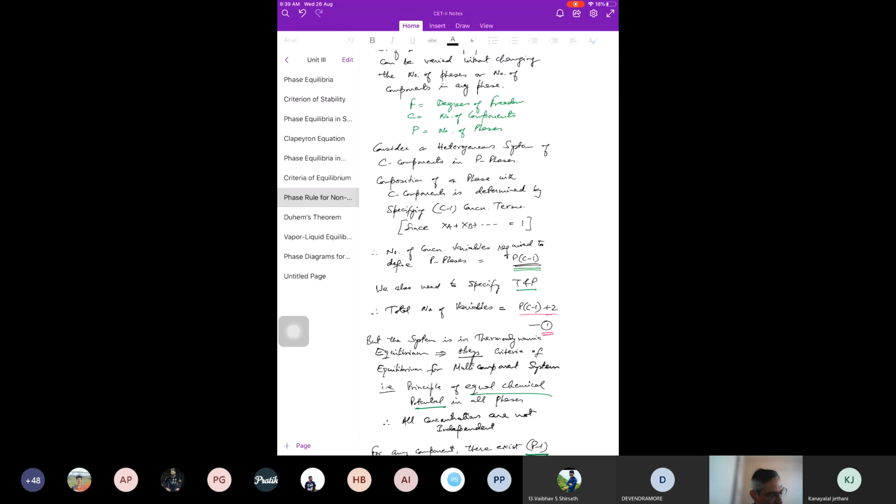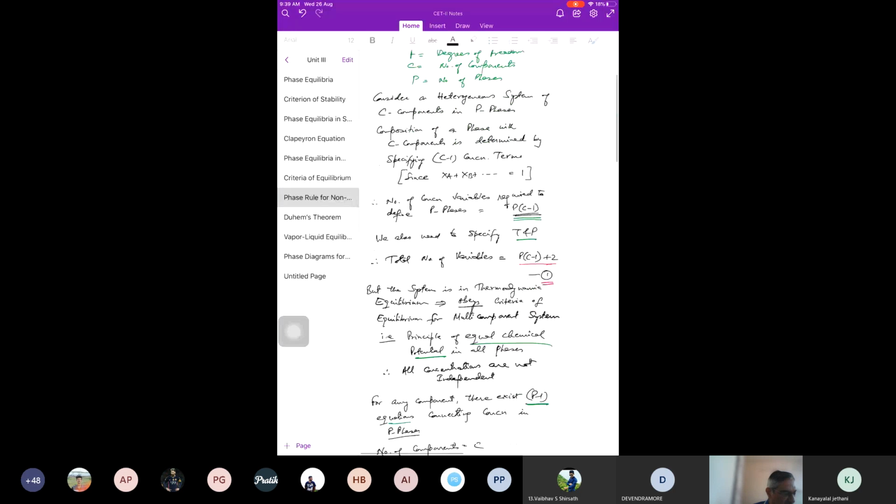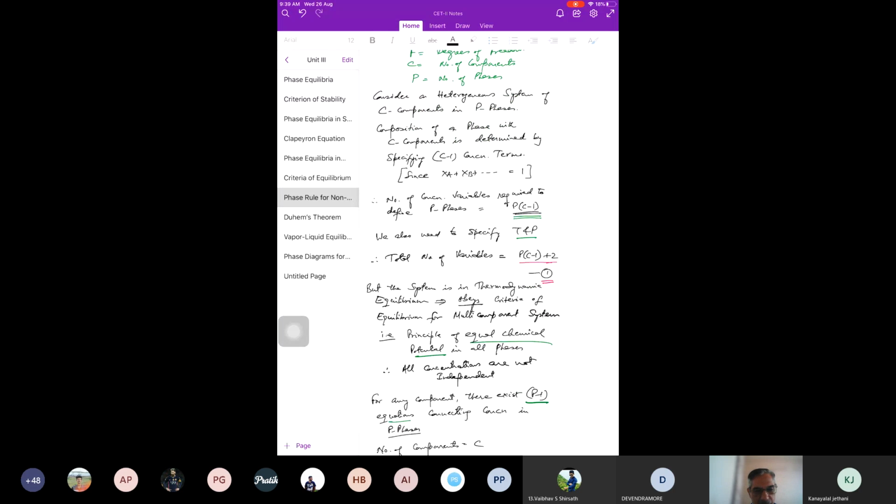Okay, so specifying temperature and pressure is important. That is required. So total number of variables कितना हो जाएगा? P into C minus 1 plus 2. Right? Composition के लिए P into C minus 1, plus temperature and pressure के लिए 2. So इतना variables हमारा हो गया to specify the system.